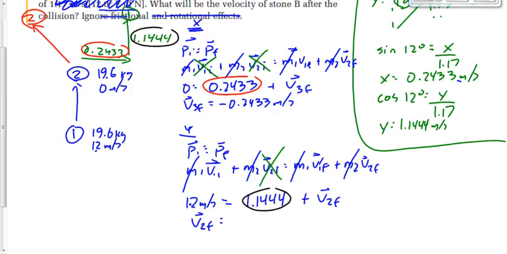1.2 minus 1.144. And I resolve it, right, just by saying 0.2433, 0.0555. You can do this, right? V is the square root of 0.055 squared plus 0.24 squared. And theta is the inverse tan of 0.05 over 0.24.